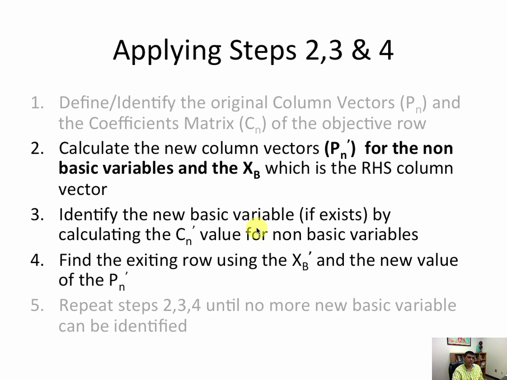Now, I would like you to calculate the new column vectors Pn prime for the non-basic variables and also for xb. Then I would like you to identify the new basic variable, if it exists, by calculating the value of Cn prime for non-basic variables, and then find the exiting row using the xb prime and the new value of Pn prime.